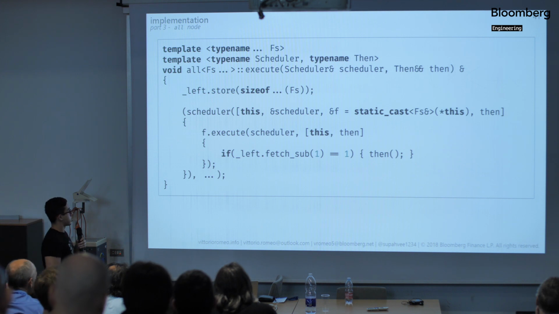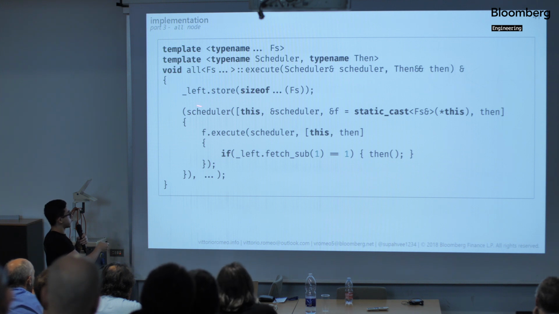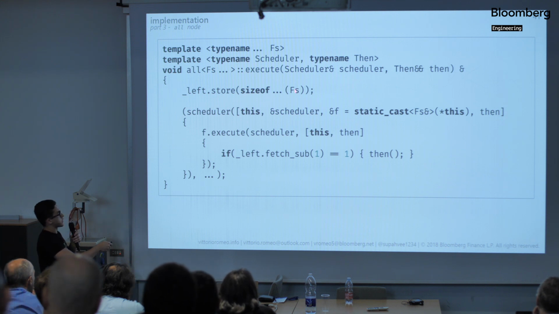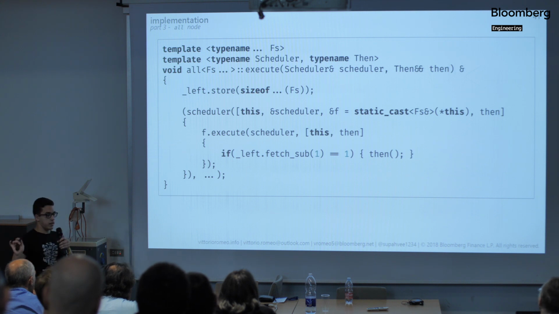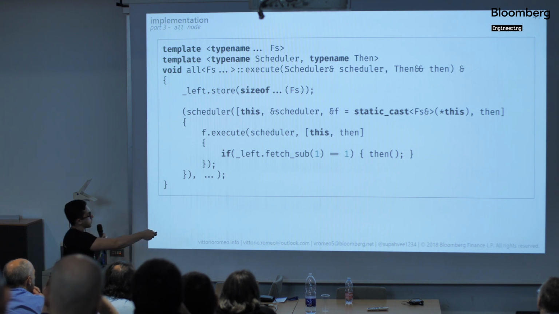So this is the execute method. First, it will atomically store how many things are left into our counter. In this case, we can retrieve the number of things in a variadic pack by using the sizeof... operator, which in our example is 3. So we'll just store 3 inside the left thing. And then, I'm sorry, I have this fold expression over here. So this entire thing is a fold expression. And what I'm folding on is the Fs pack over here.